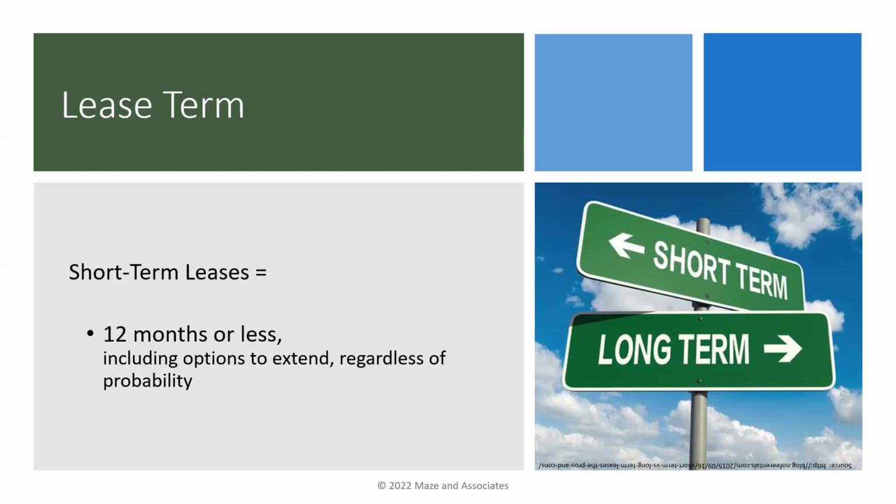But remember that the 12 months or less term, in the short-term lease, excludes any options to extend regardless of the probability, if it's considered a short-term lease and you're reasonably certain you're not going to extend.